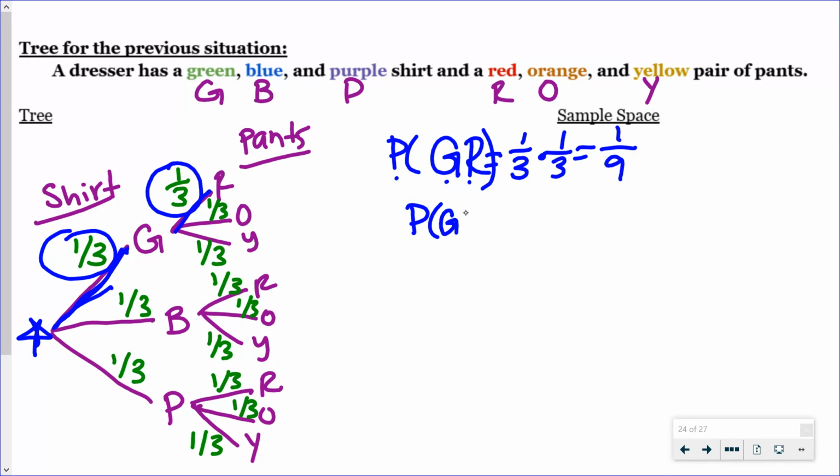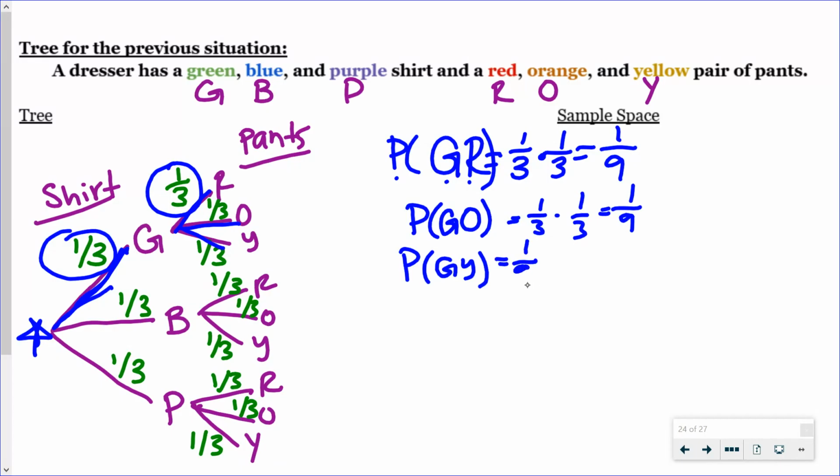Now I'm going to follow that same branch, green, but this time I'm going to follow the next branch, orange. Well, I have a 1/3 and a 1/3 chance because those are the probabilities written, so it's 1/9. Lastly, I'm going to follow the last branch within the green branch. So I have probability of green and yellow, which is also going to be equal to 1/9.